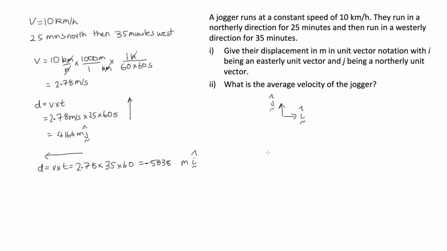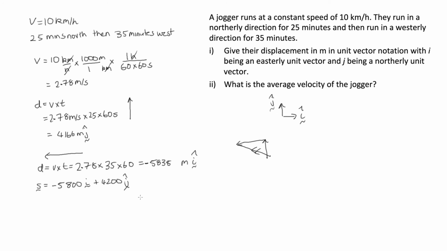Okay, so he is basically going north like this, and then west like this, and ending up somewhere over here. But it's quite easy to give this displacement in unit vector notation, because we just add these together. As everything here is given to two significant figures, we should give our answer to two significant figures. So this is equal to, let's start with the I component, minus 5,800 I. And then we've got plus 4,200 J.